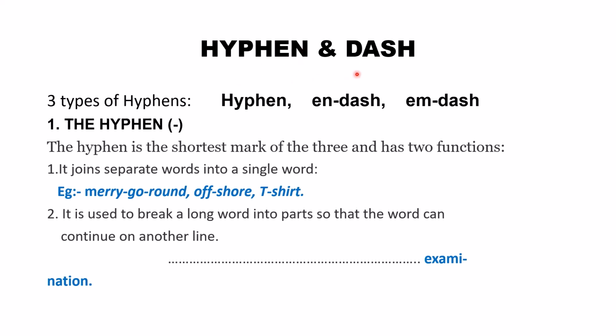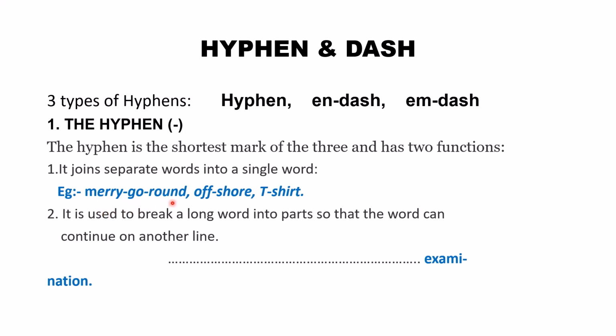Then this hyphen and dash, after going through the video clipping, I think you might have got an idea about this hyphen and dash. So there are 3 types of hyphens. First one is hyphen, second one is n dash, and the third one is m dash. So the first one, hyphen, it is the shortest mark of the 3 and has 2 functions. The first one is it joins separate words into a single word, like compound words.